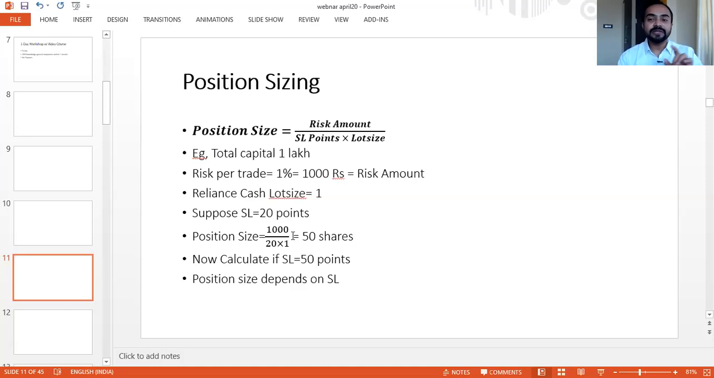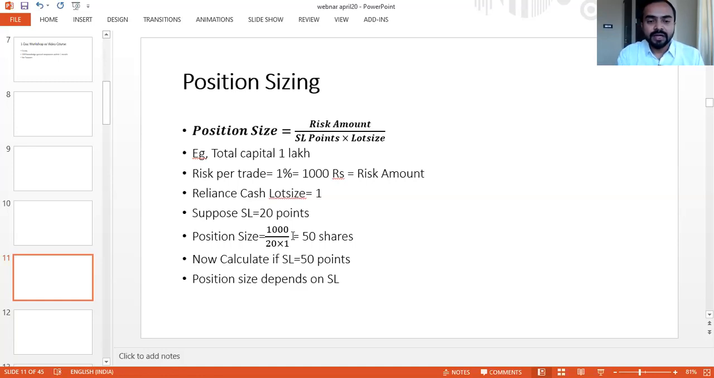This means that if my stop loss of 20 points is hit, I will make a loss of 1000 rupees. So I know my maximum loss. I am not at all worried about it, because I'm okay with that loss. If my stop loss is hit, I'm okay. I will exit. So this is how we do position sizing.